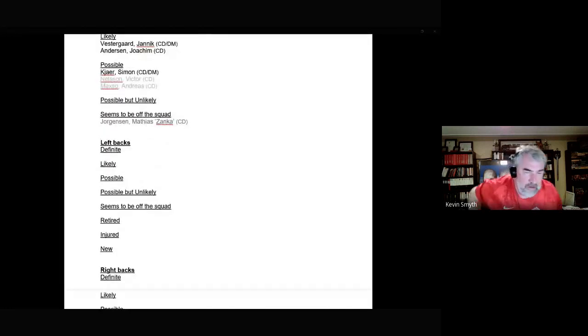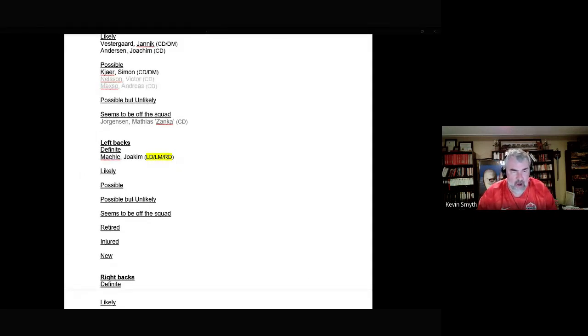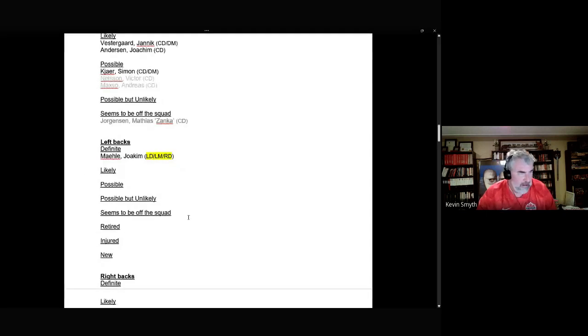And let's move on to talk about left backs. And we're actually going to begin with Joachim Mail. But you'll see here, I've highlighted it, that he's actually coded as a right back, but I've recoded him as a left back because that's where he always seems to play for Denmark. So perhaps for his club, he's on the right, but for Denmark, he's very consistently been on the left. So I have him here. He is a definite candidate. Well, Joachim Mile. I'm not dead sure if I'm pronouncing that correctly.